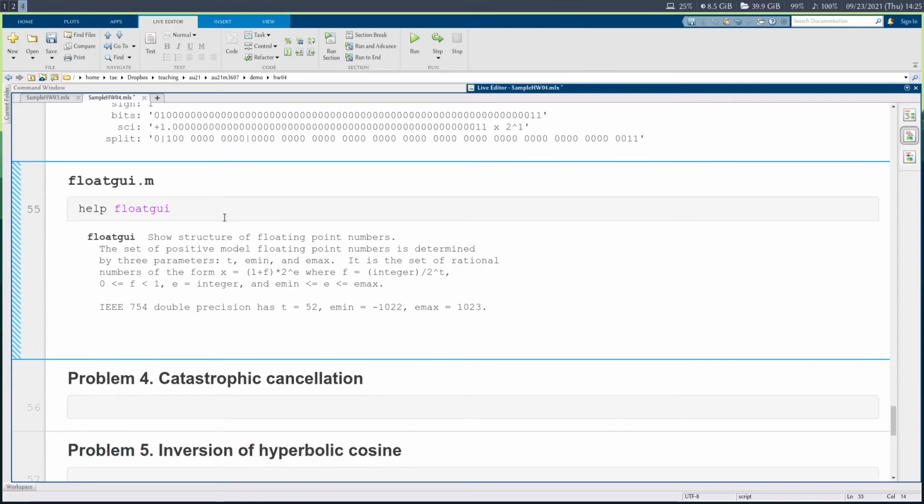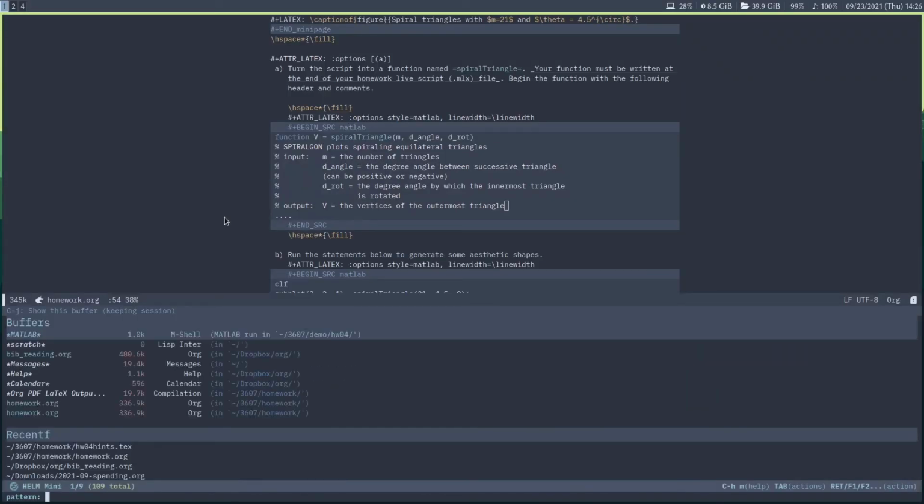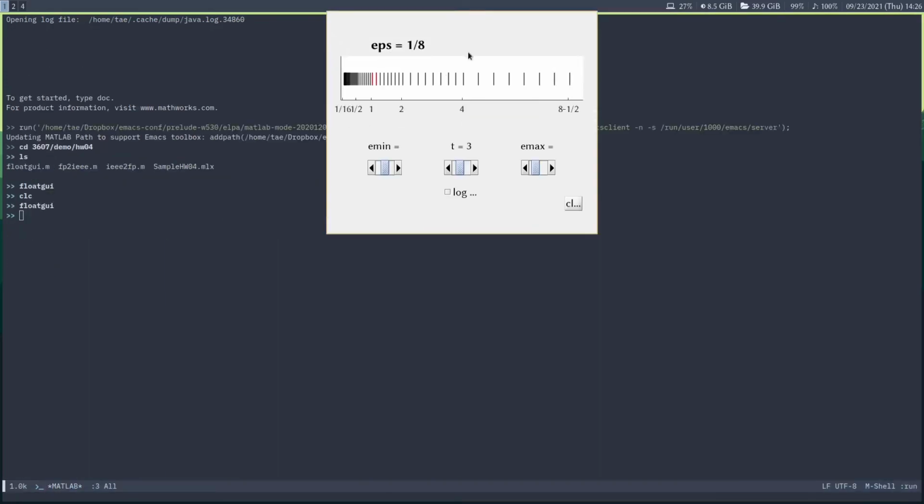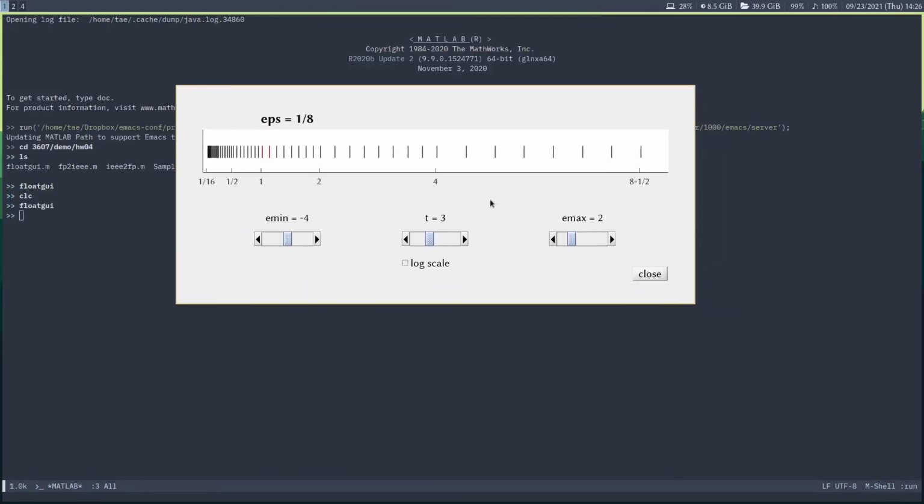Okay, and there's another program that I wanted to introduce to you, which is called Float GUI. Let me run this from here. Float GUI. Okay, so it opens a new program. This is a graphic user interface illustrating floating point numbers, and this is written by Cleve Moler, who invented MATLAB. So here is a very simplified snapshot of the floating point numbers, their distribution, when the smallest exponent is -2 and the largest exponent is +2, and for the mantissas, you only get 3 digits.